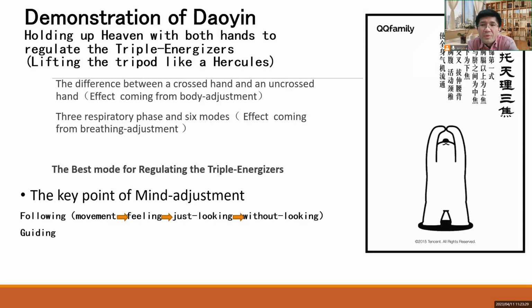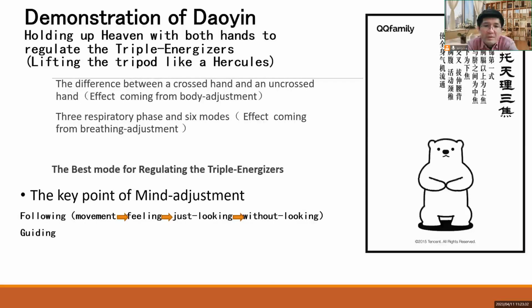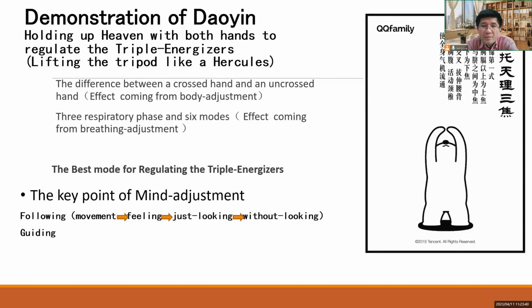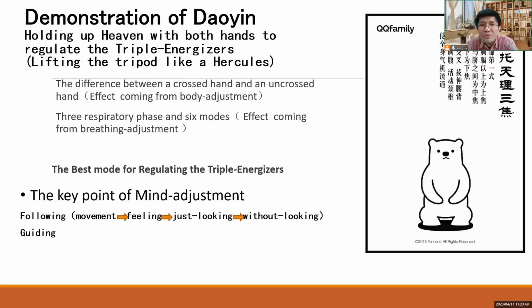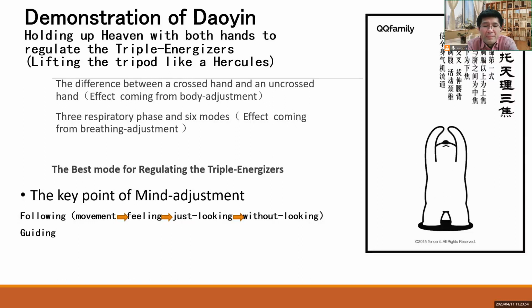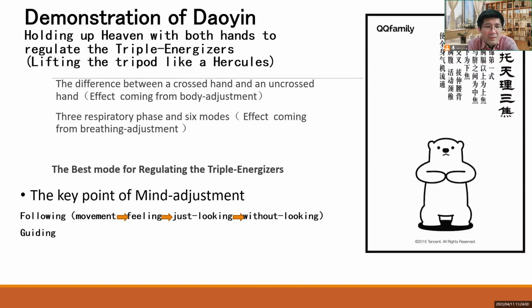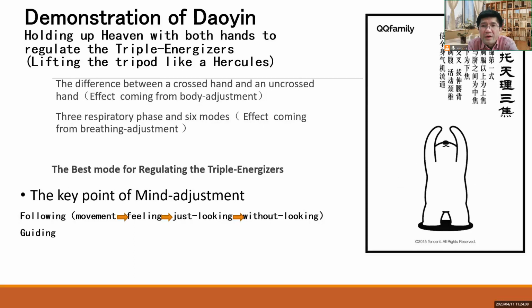These 6 modes are all okay, but if we want to regulate the triple energizer, perhaps one of the 6 modes is most suitable. I want to give this question to you. Then there is something more about the key point of mind adjustment. You know that when we do mind adjustment, in fact, there are 2 modes. One is following, the other is guiding.